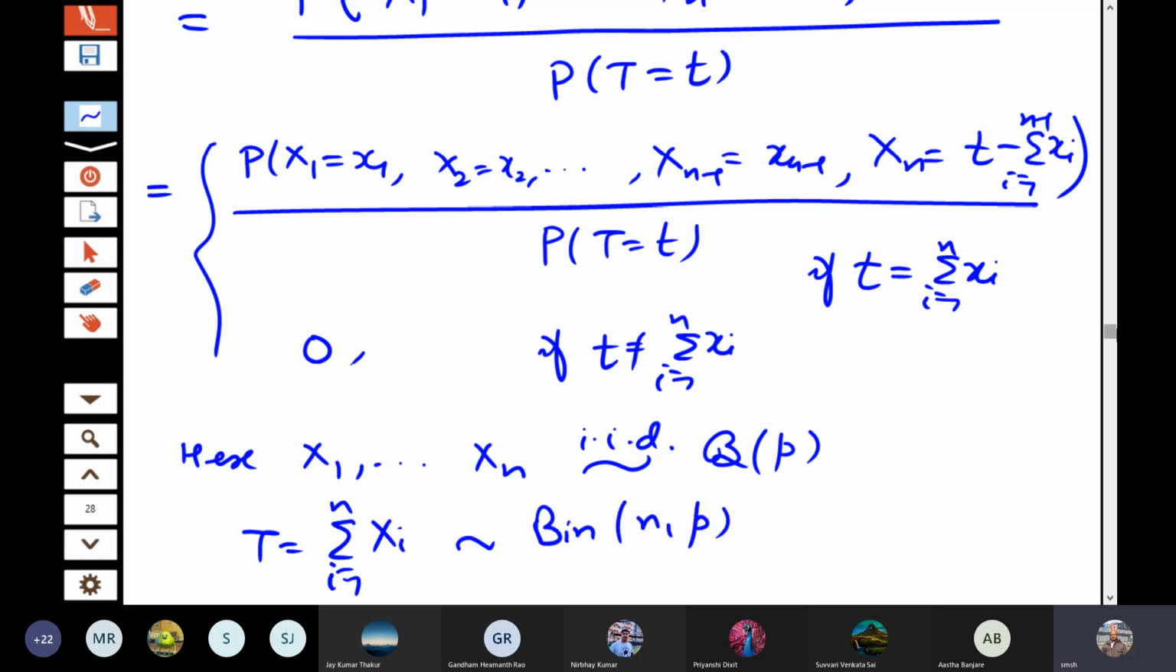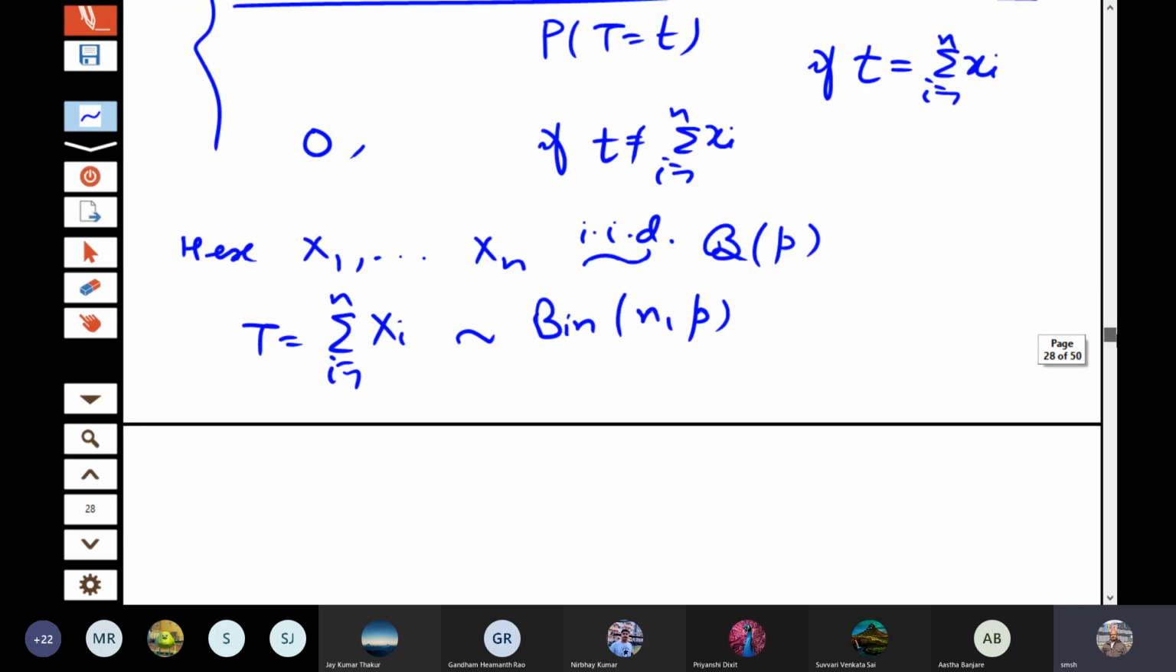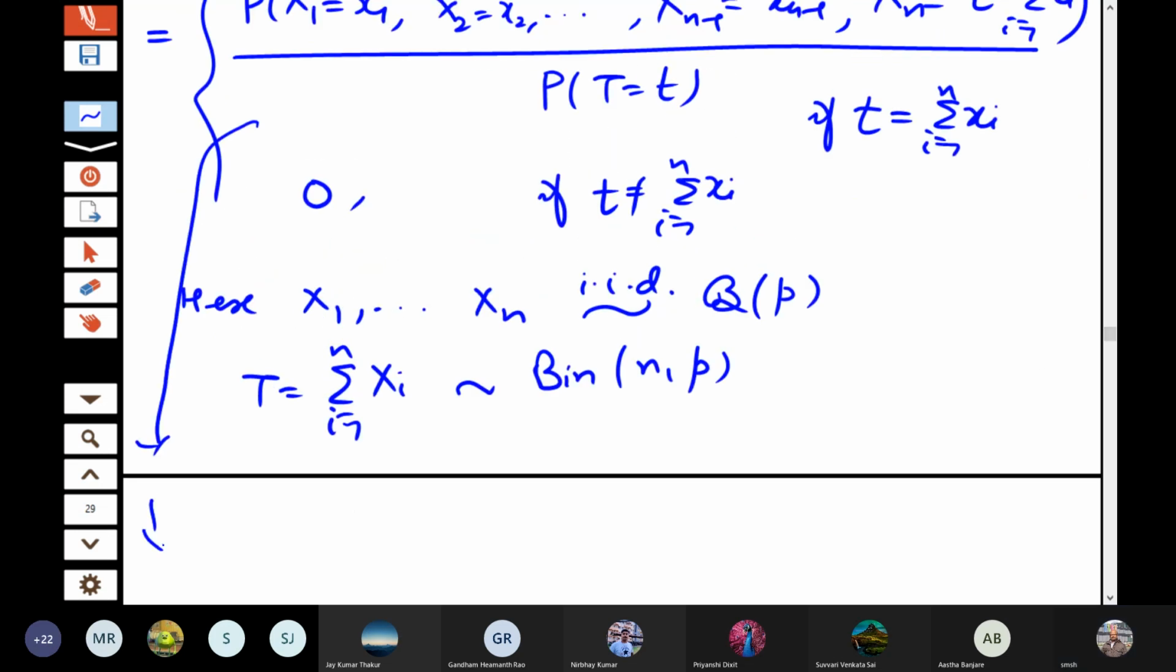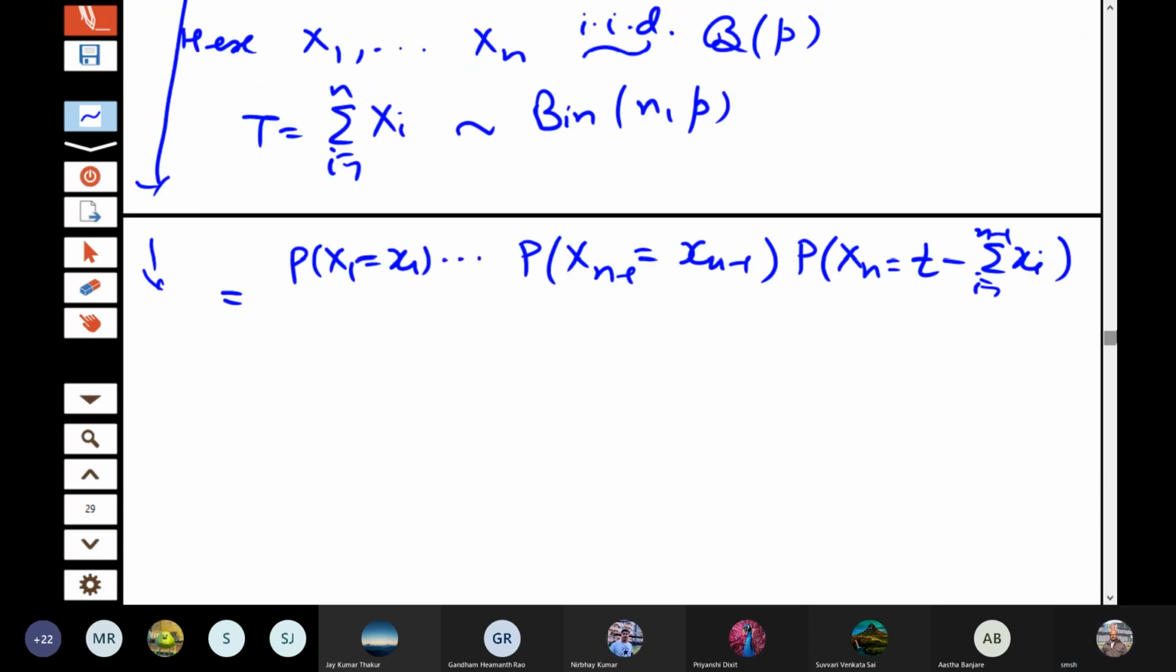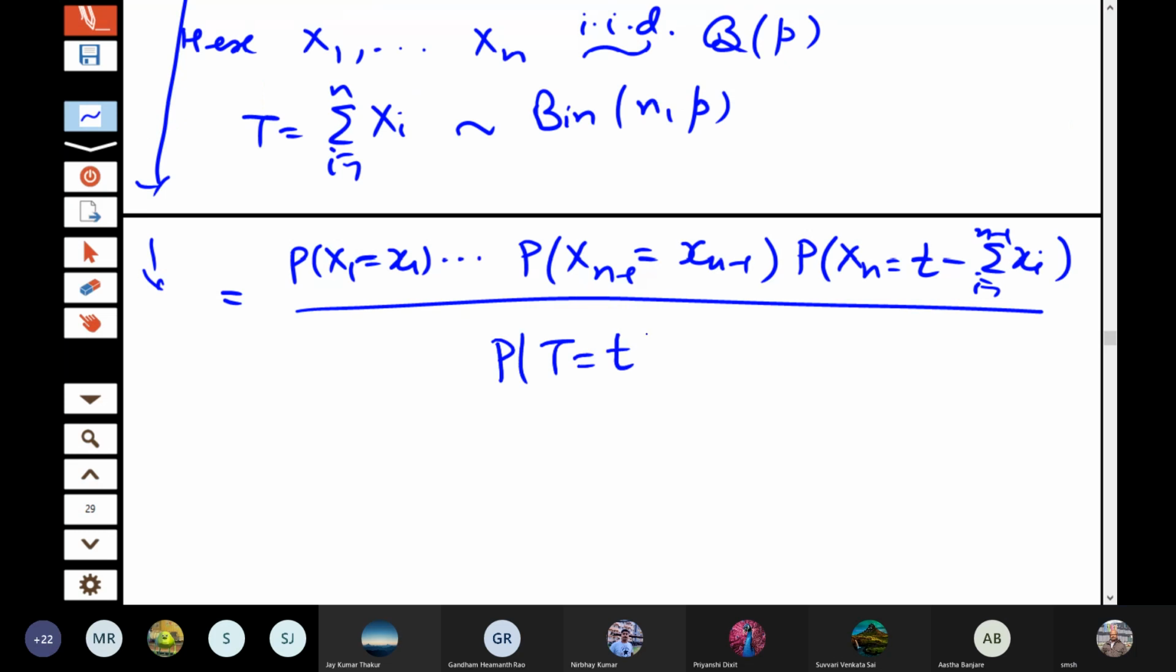So I can then write this term as probability of X1 is equal to x1 and so on, probability of Xn minus 1 is equal to xn minus 1, probability of Xn is equal to t minus sigma xi, i is equal to 1 to n minus 1, divided by probability of T is equal to t. Is this step clear? I have written only the non-zero term. The zero term I am not writing again.